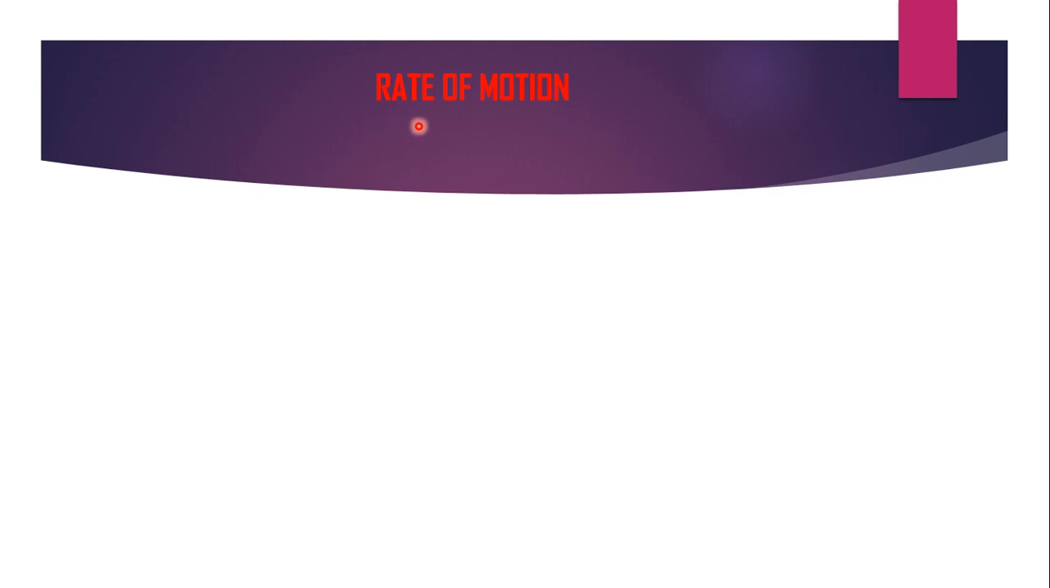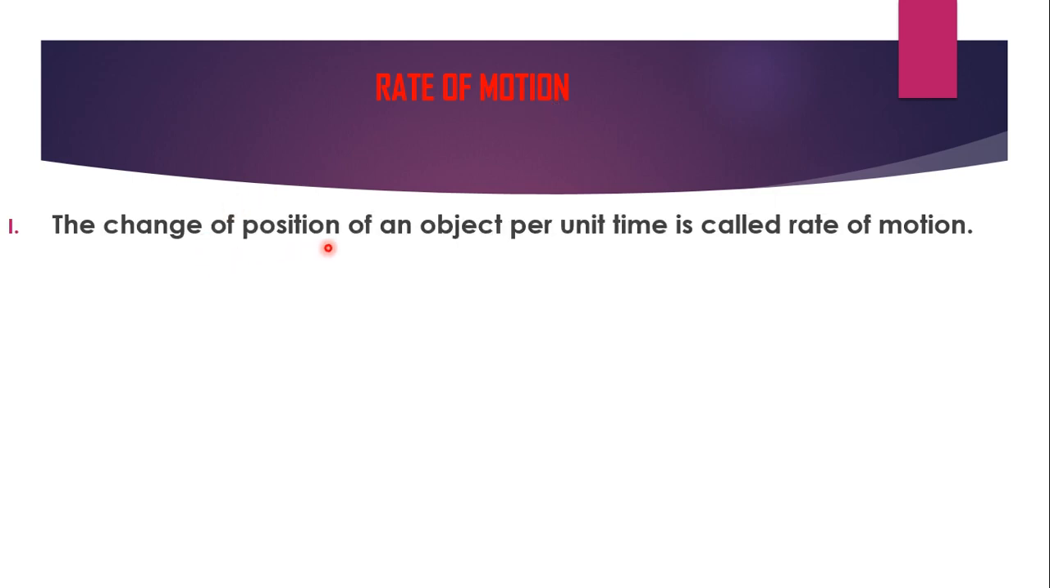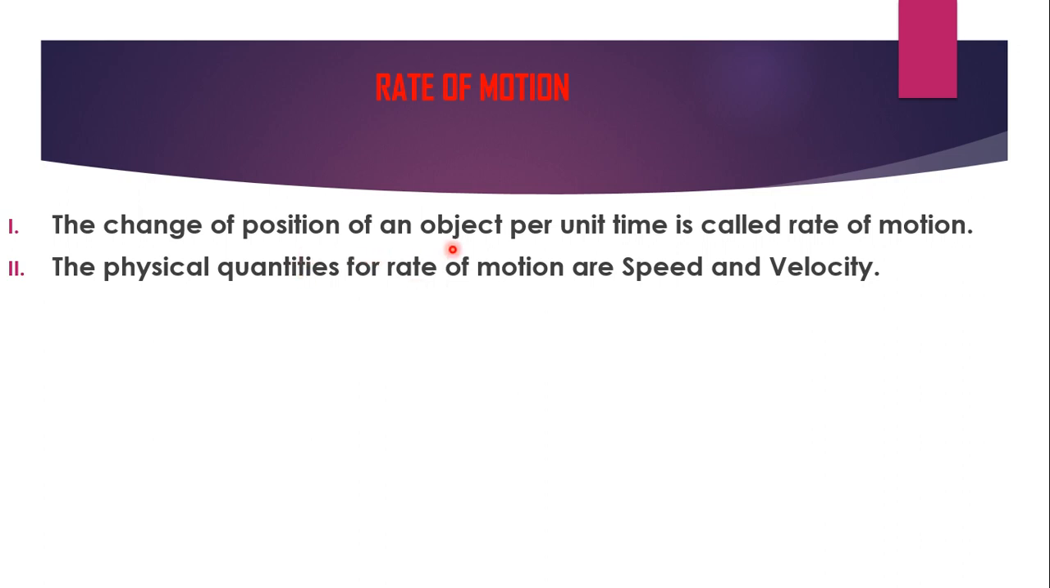Okay, so after discussing uniform motion and non-uniform motion, let's discuss the rate of motion. Whenever a motion is happening, we have to calculate the distance or displacement with respect to time, and that is when we have to discuss rate of motion. What is rate of motion? The change of position of an object per unit time is called rate of motion. The physical quantities for rate of motion are speed and velocity. So when we say rate of motion, we are actually talking about speed and velocity.